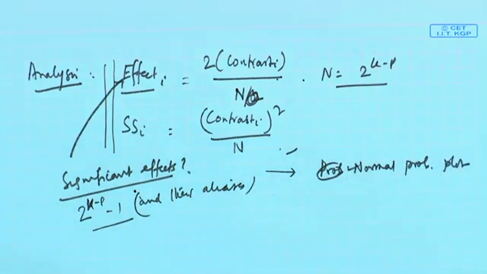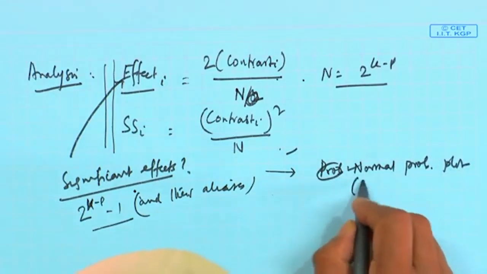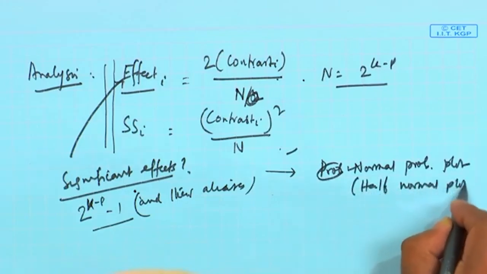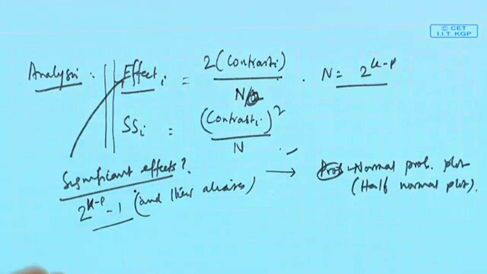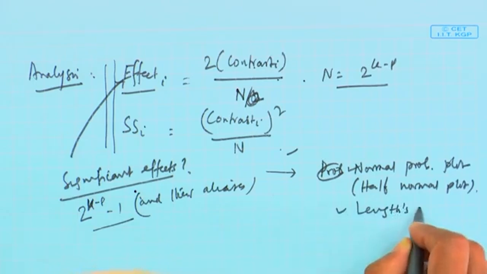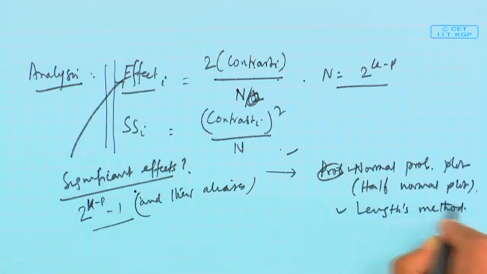Normal probability plot, which is basically known as half normal, sometimes half normal plot. Half normal means what? That you take the mod value of the effects. Okay. Another method is known as the length method. And we have discussed the normal probability plot.